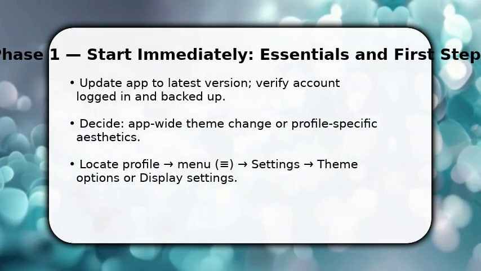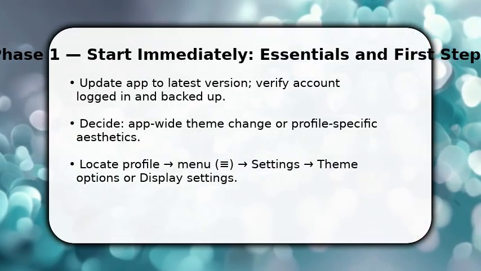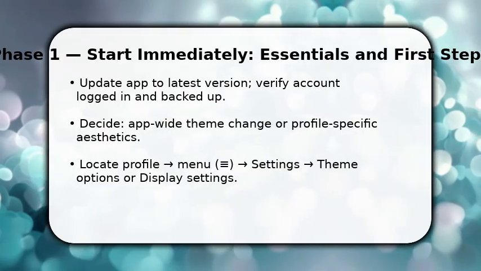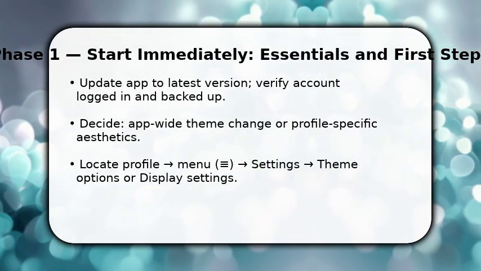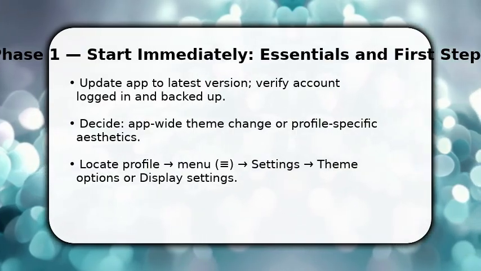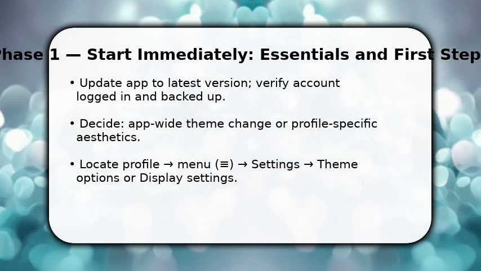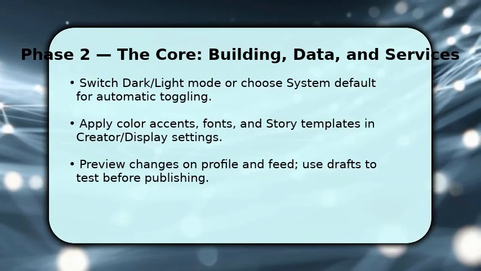Open your profile, tap the menu icon, then Settings to find Theme or Display. If you don't see it, check App Permissions and Storage. Once done, you'll be ready to switch modes and apply visual presets to your feed and stories without losing clarity or contrast. You'll now change the theme itself.